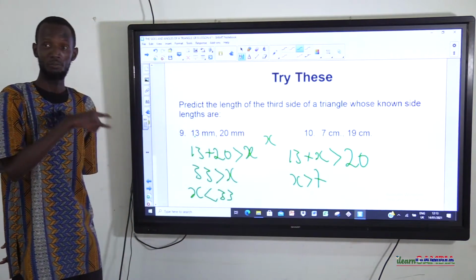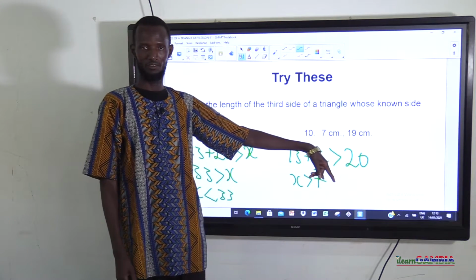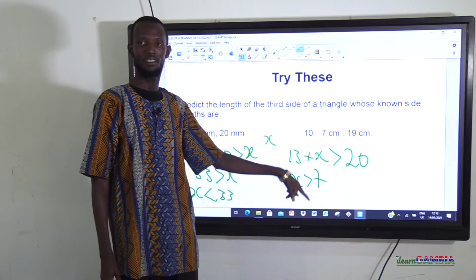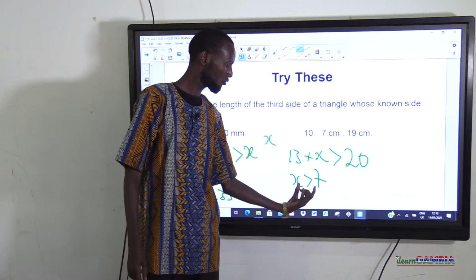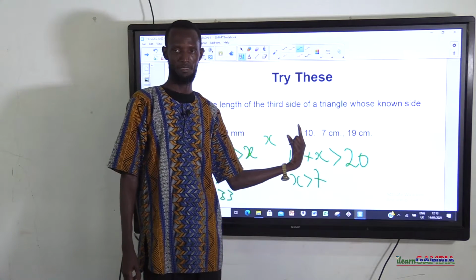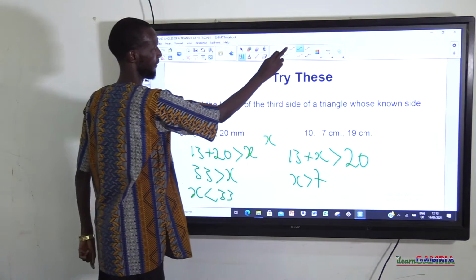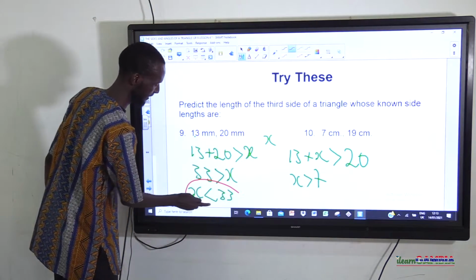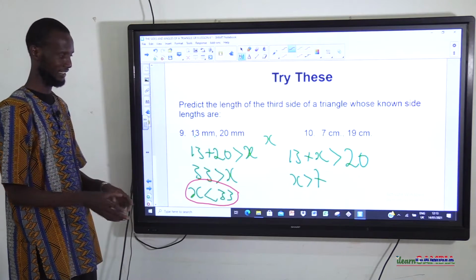It has to be greater than 7, because if you put 7 there, you get 20, which is equal. You put any value less than 7 here, you get an even smaller value. So here x has to be greater than 7. Remember, x is the third side. So look what we have now. Our x has to be less than 33.